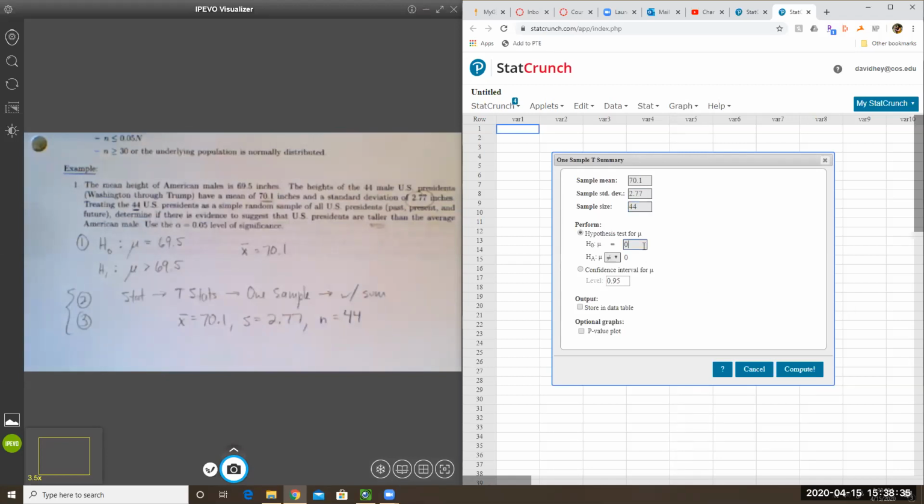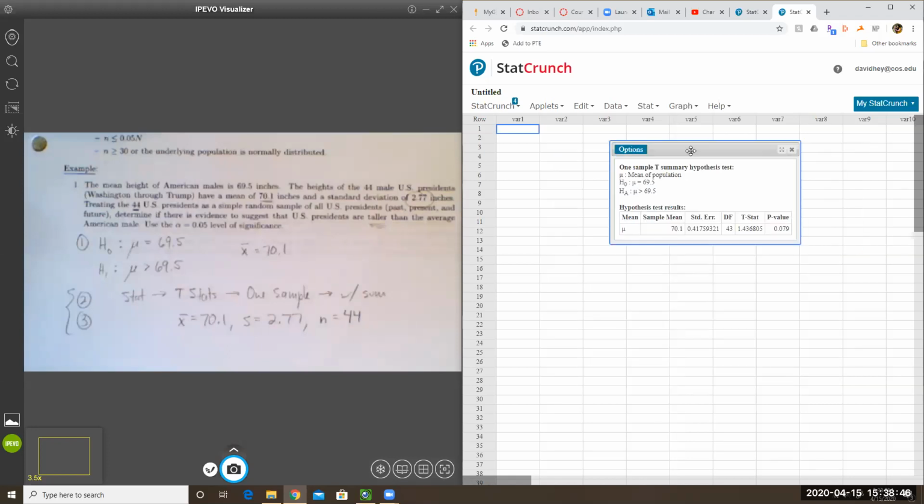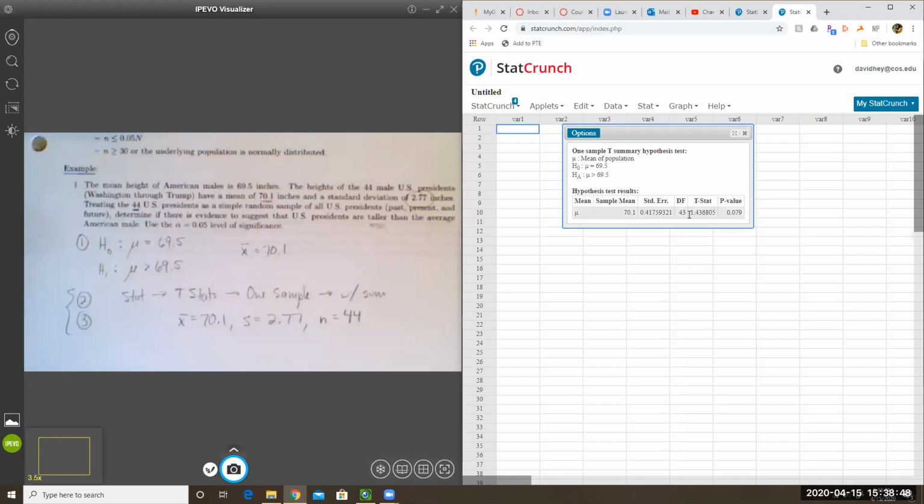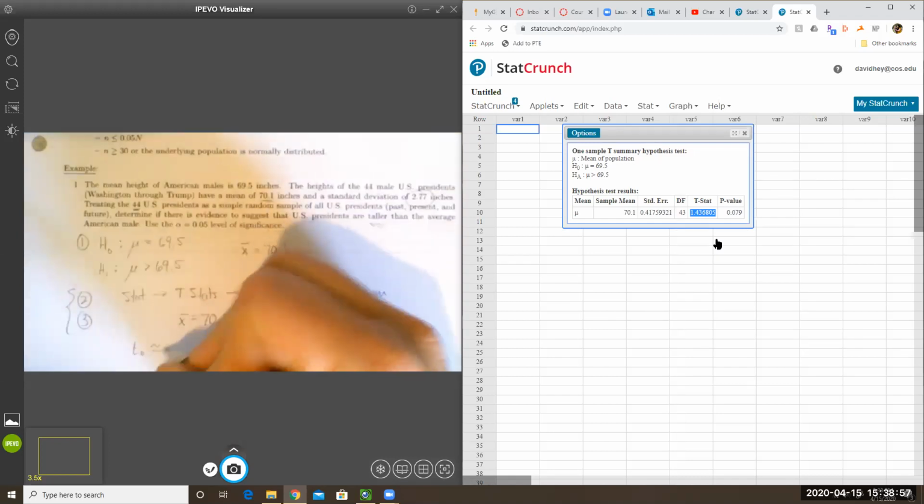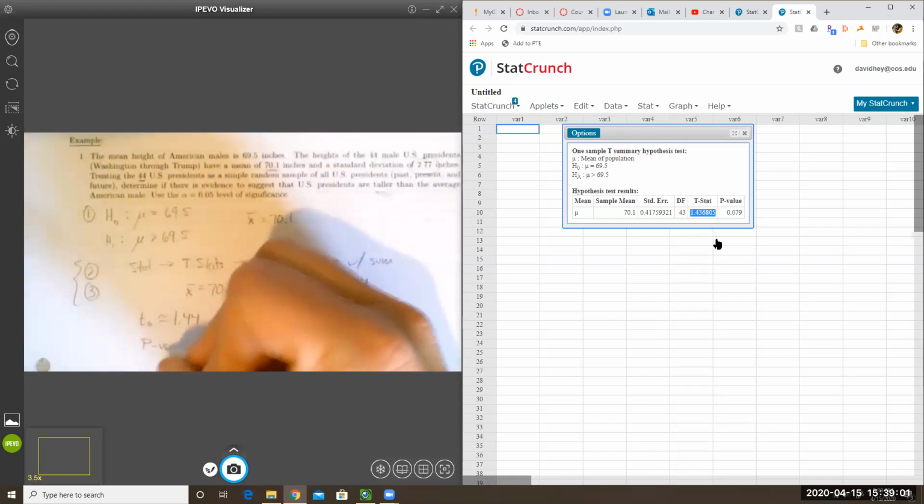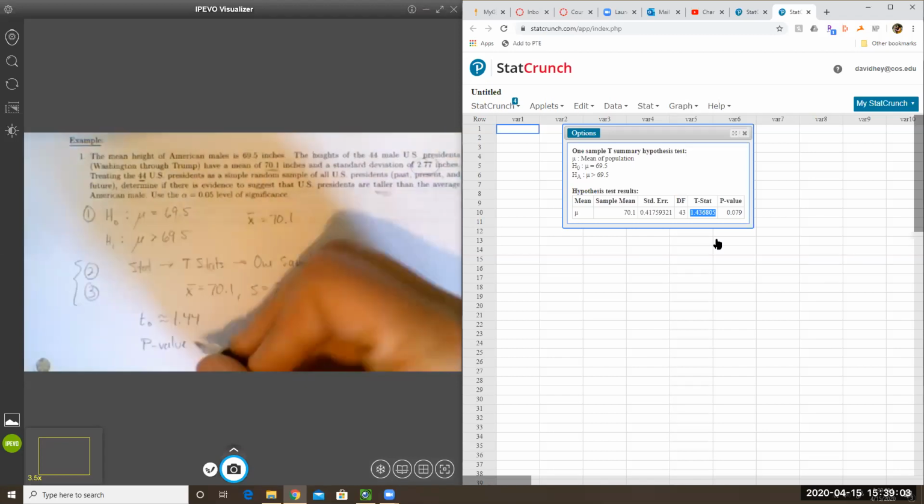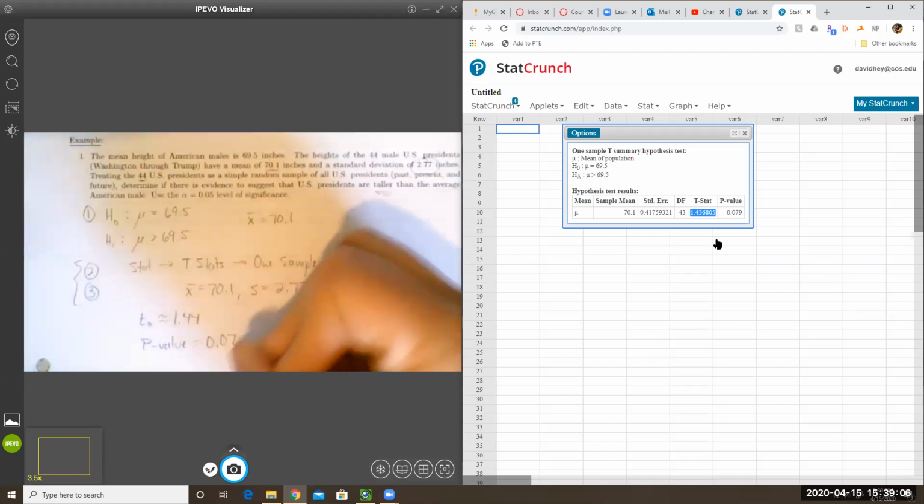And now we want to test mu equals 69.5 against mu greater than 69.5. Okay, so here's our test statistic. It's about 1.44. So we'll say T naught is about 1.44. And then our p-value is 0.079.